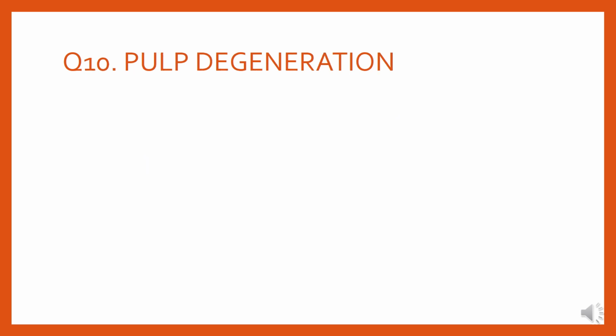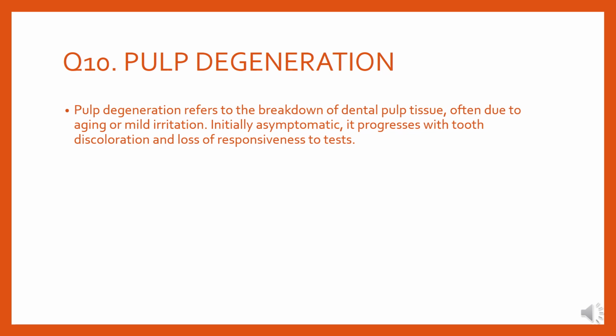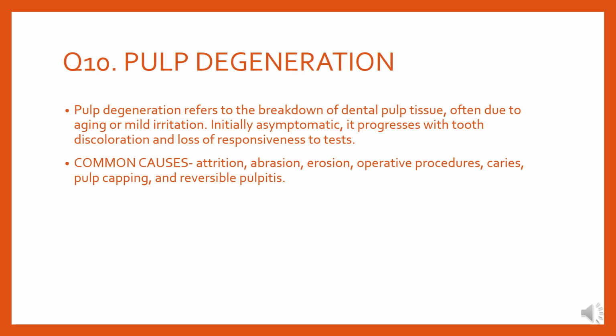Question is pulp degeneration. Pulp degeneration refers to the breakdown of dental pulp tissue, often due to aging or mild irritation. It is initially asymptomatic and progresses with tooth discoloration and loss of responsiveness to tests. Common causes include attrition, abrasion, erosion, operative procedures, caries, pulp capping, and irreversible pulpitis.